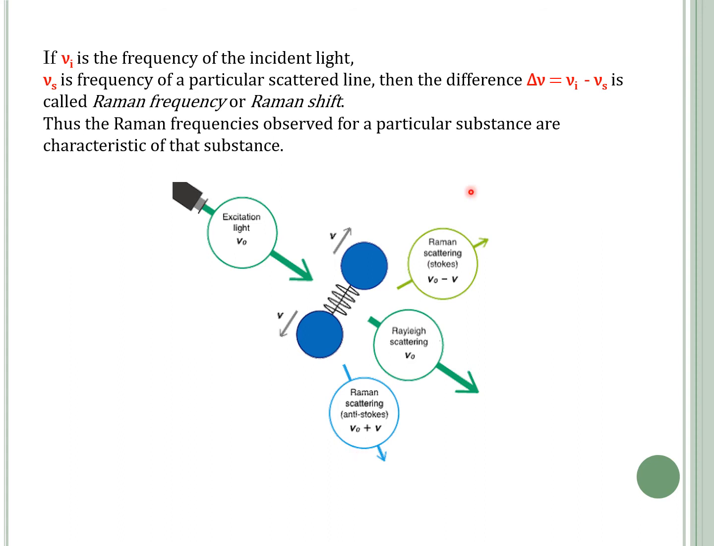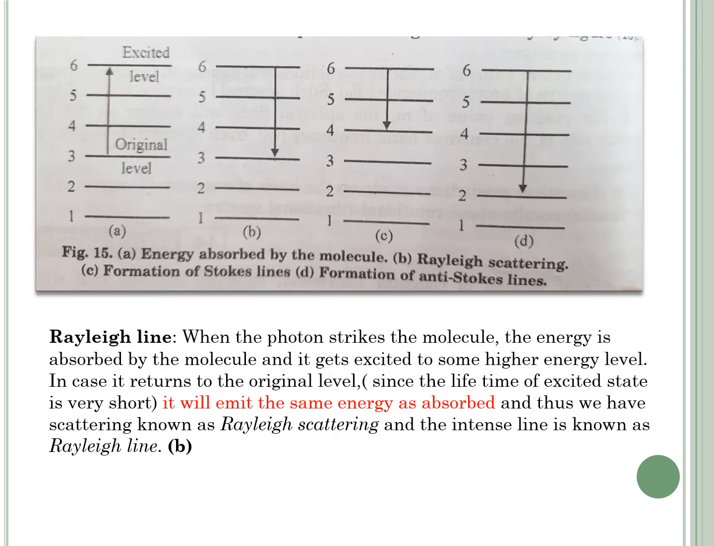And for understanding the Raman shift, if nu-I is the frequency of the incident light and nu-S is the frequency of a particular scattered line, and if you take the difference, delta nu equal to nu-I minus nu-S, this difference is called the Raman frequency or Raman shift. Thus the Raman frequencies observed for a particular substance are characteristic of that substance. That means whatever Raman shift value is obtained is based on the particular substance, or this shift is characteristic of the particular substance.